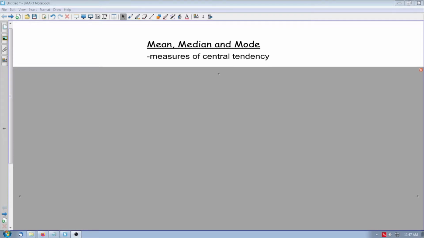Today I want to quickly discuss mean, median, and mode. These are different ways you can represent central tendency, how numbers relate to the middle of a data set.